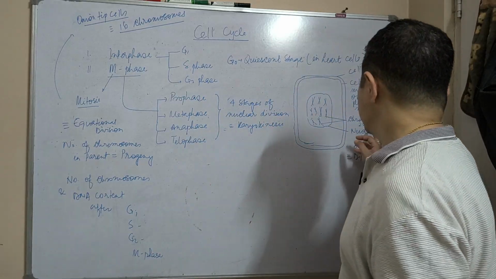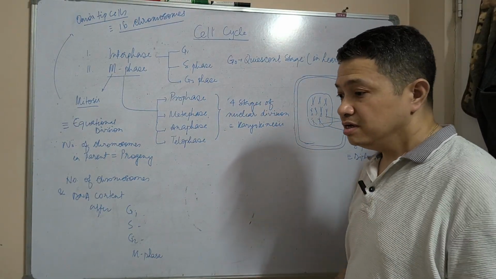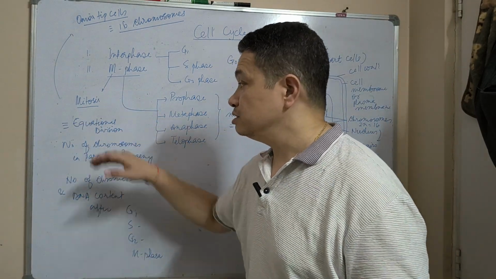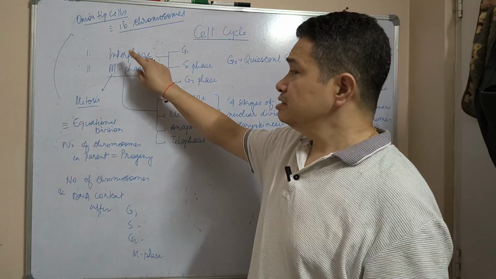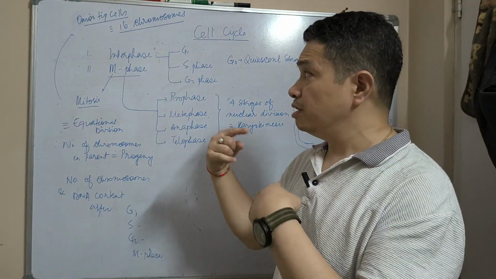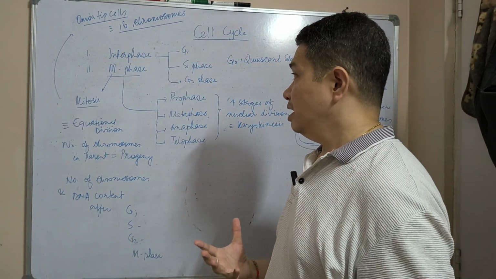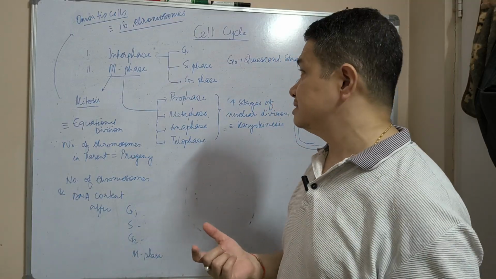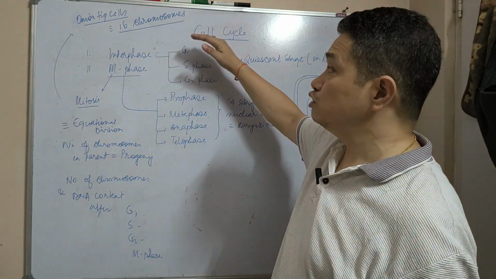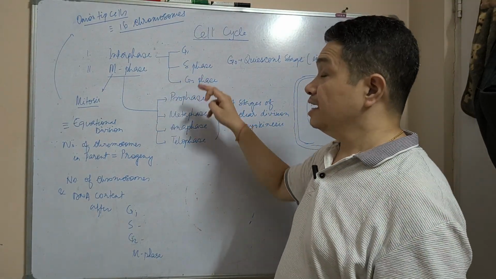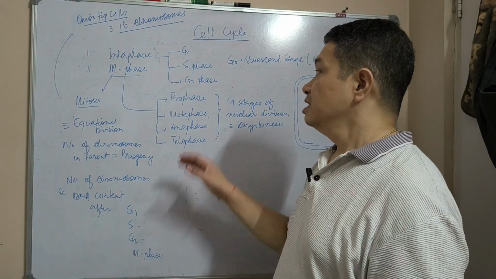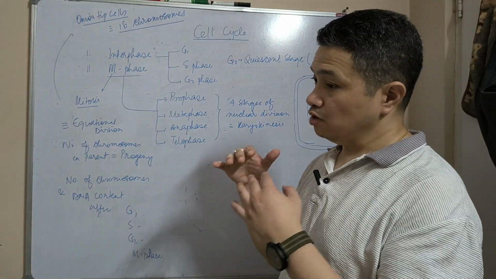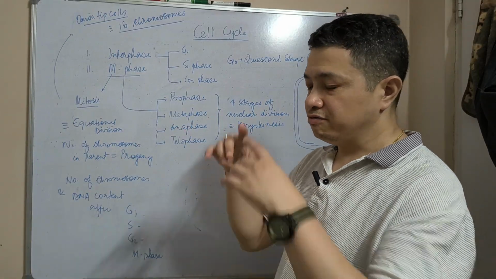There are 16 chromosomes at the beginning. After the cell division, there will still be 16 chromosomes. So that's why it's called equational division. The interphase, where the cell grows, and the genetic material or the chromosomes in it double or replicate, is again divided into three phases: the G1 phase, the S phase, which is called the synthesis phase, and the G2 phase.